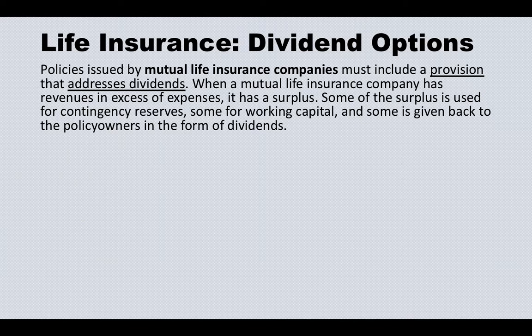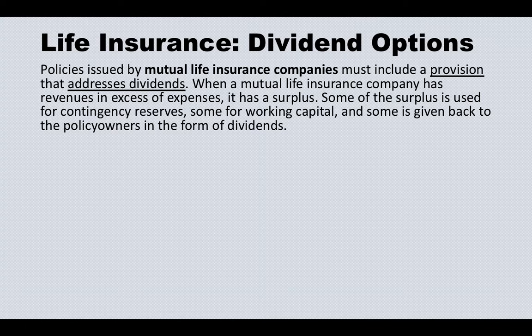Basically, when you buy life insurance, most of the time it's whole life insurance. If it's from a stock company, there's no dividend there. That's called non-participating. When you buy life insurance from a mutual company, you are called participating, because the mutual life company is owned by the policyholders. So that's why they pay dividends.